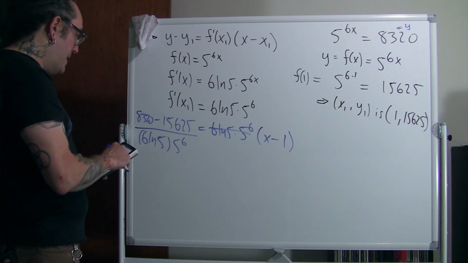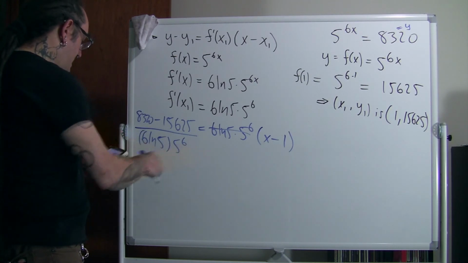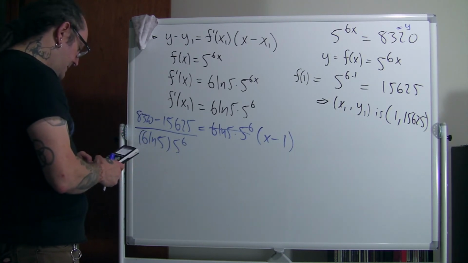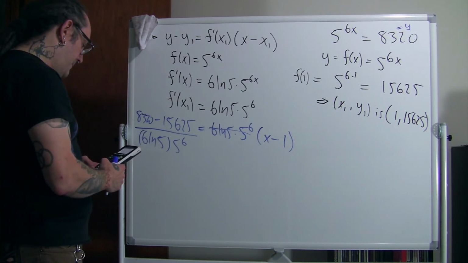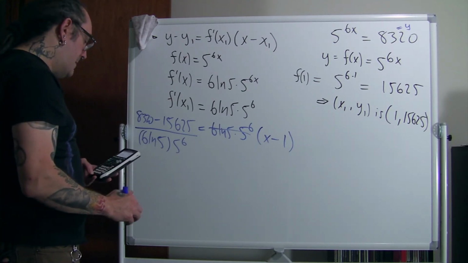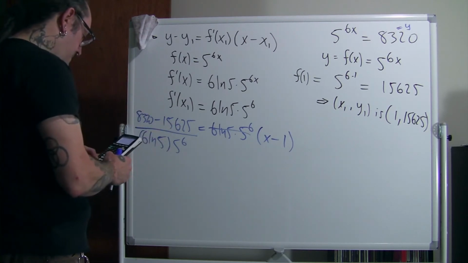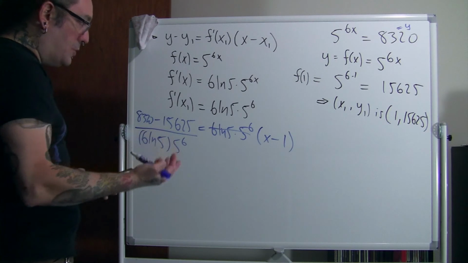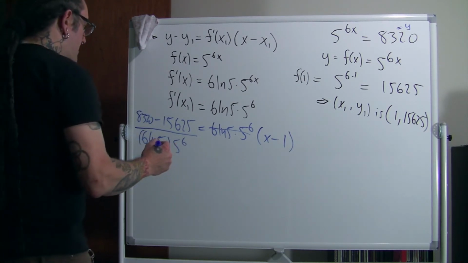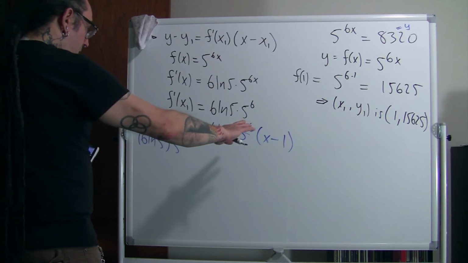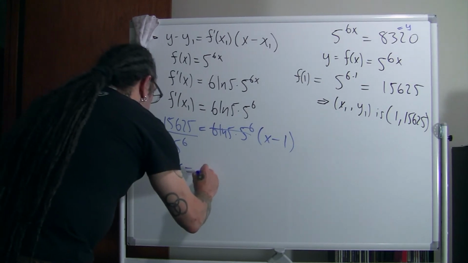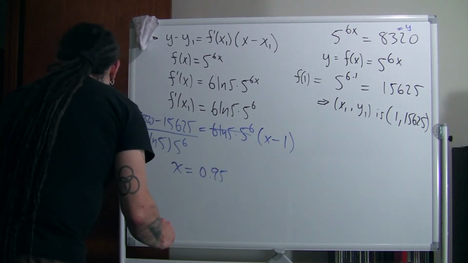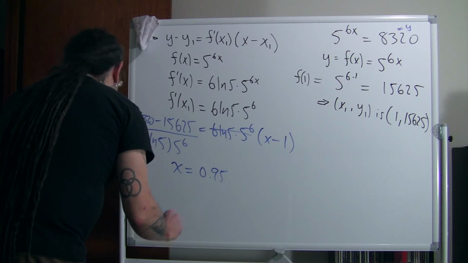It's minus 7305. And now I'm just going to divide that by this thing. Divided by 6 ln 5. And then 5 to the 6th. Okay. And then I'm going to add 1 to it. This is just algebra. I'm hoping that all of you can really deal with that. Okay, so now I enter that entire expression in the calculator, and now I have the value for x. X equals 0.951586.